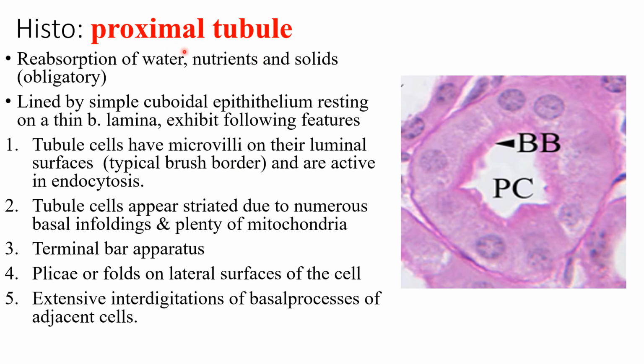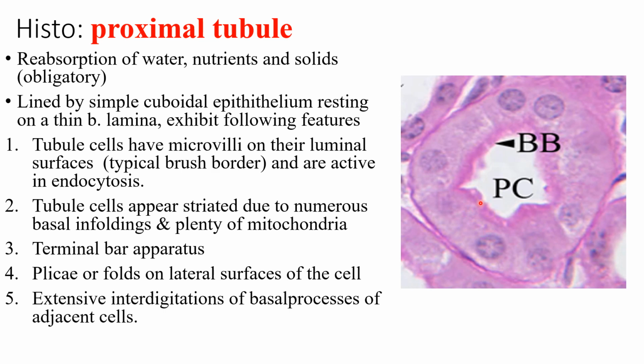The first is the proximal tubule. The main function of the proximal tubule is reabsorption of water, nutrients and solutes. It is lined by simple cuboidal epithelium, as you can see in the histological picture. The proximal convoluted tubule cells are simple cuboidal in nature.